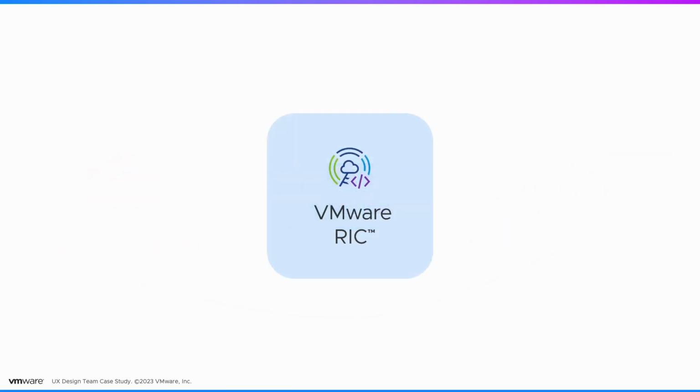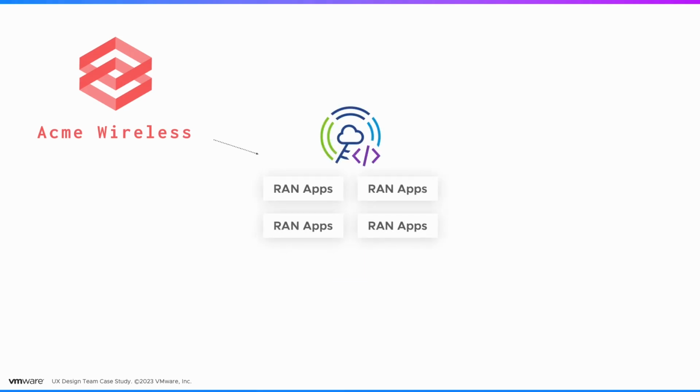Just like how they pioneered the virtualization of servers with the Software-Defined Data Center, or SDDC, VMware wanted to create the Software-Defined Radio Access Network with the RAN Intelligent Controller, or RIC. VMware RIC enables customers like Acme Wireless to install and use custom-built applications to program and optimize their network, independent of any hardware or vendor limitations.